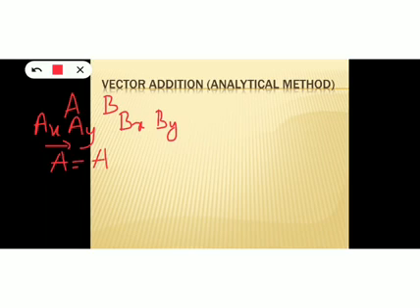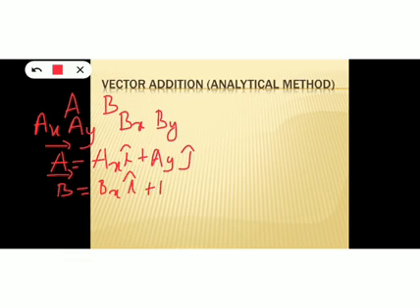Vector A is ax into i plus ay into j. Then what is vector B? Vector B is equal to bx into i plus by into j. So like this we can represent a vector. This is one way to represent a vector in terms of unit vectors i and j. Since we have considered only the xy plane, we need to consider only two components, ax and ay, and also two unit vectors i and j.